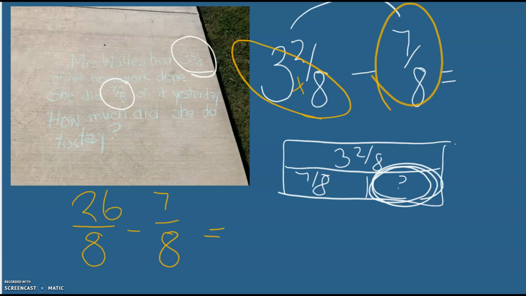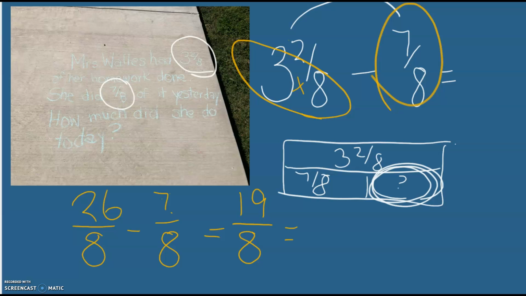All right, so I'm going to count backwards from 26: 26, 25, 24, 23, 22, 21, 20, 19. So I get 19/8 would be my answer. Now I can't leave 19/8 as an improper fraction, so I'm going to have to convert that into a proper fraction or a mixed number. There are a couple of different ways to convert it into a mixed number. In this case, I'm just going to think about it like I did last time.